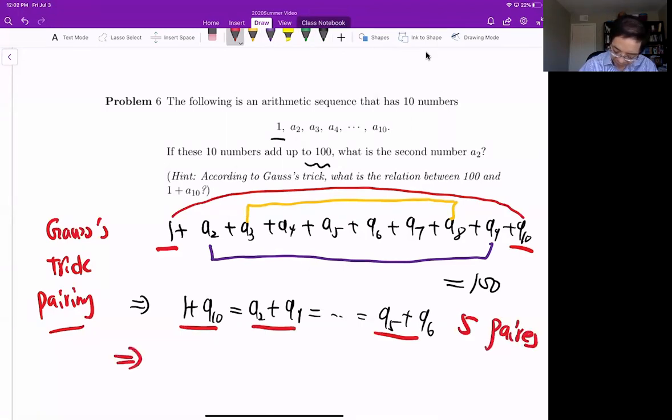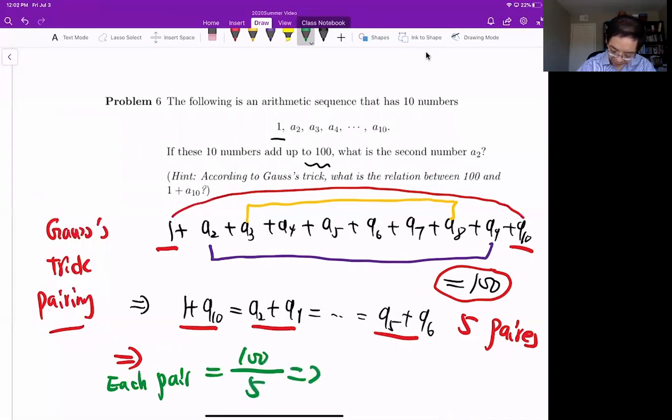So in total it is 100. So 5 pairs added together is 100. That means each pair equals 100 divided by 5, that is 20. So this is 20, this is 20, and this is also 20. And then this tells us the last one, A10, must be 19. So we get that this one is 19.